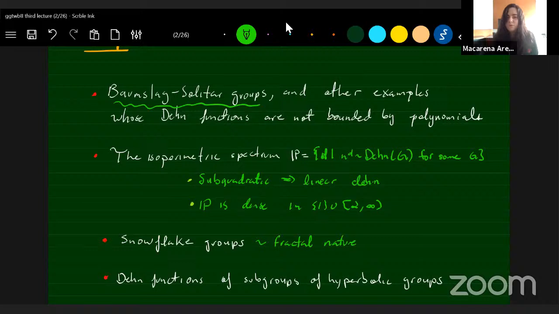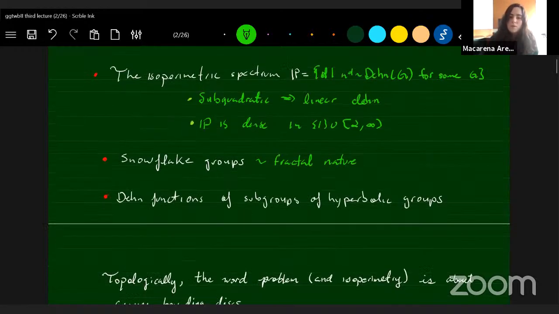Finally, very briefly, we discussed subgroups of hyperbolic groups and what sort of Dehn functions can arise for these. If a subgroup of a hyperbolic group is, again, hyperbolic, of course its Dehn function is going to be linear. But we saw that there are examples of finitely presented subgroups of hyperbolic groups that are not themselves hyperbolic. These are going to have Dehn functions that are at least quadratic, and we also saw that these are bounded above, so they are going to be at most polynomial.